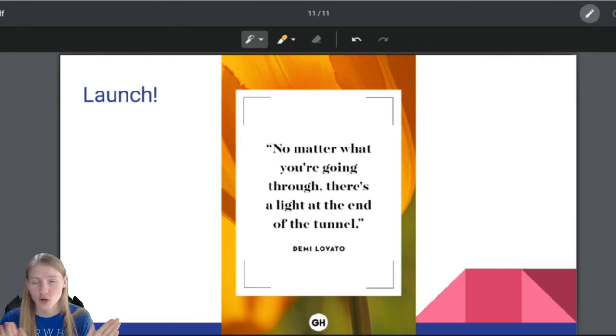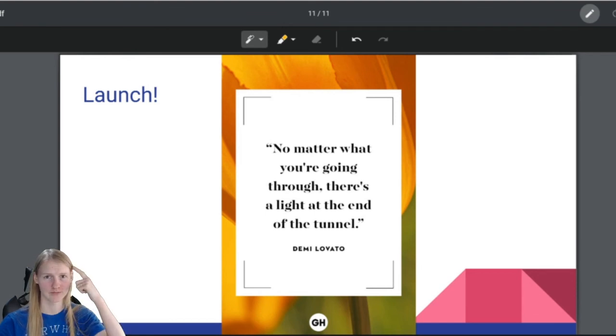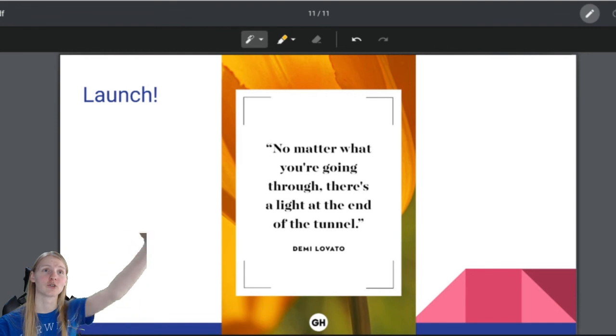So, no matter what you're going through, there's a light at the end of the tunnel. You will get through it. Believe that, because I want you to be good in the head and in the heart. So, take that with you as you go throughout your day.